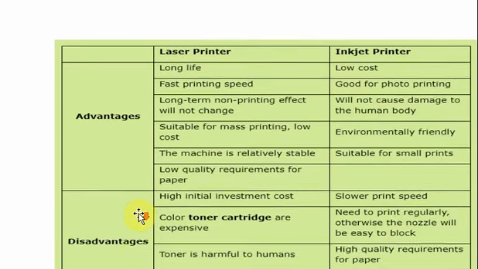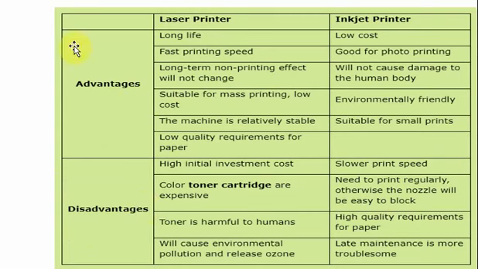Then we can take this comparison using another angle. Let's say we are looking at the advantages of the laser printer. Long life, right? We can use it continuously. Fast printing speed. Long-term stable printing effect, which means the printing effect won't change. Continuously we can use it for bulk printing. But with inkjet printers, sometimes when we use them continuously, it gives issues with print quality. Printing cost is low. Stable mechanism. Then the paper quality, we do not need to consider much. Standard papers can be used. So this is what we focus on: the advantages related to the laser printer.